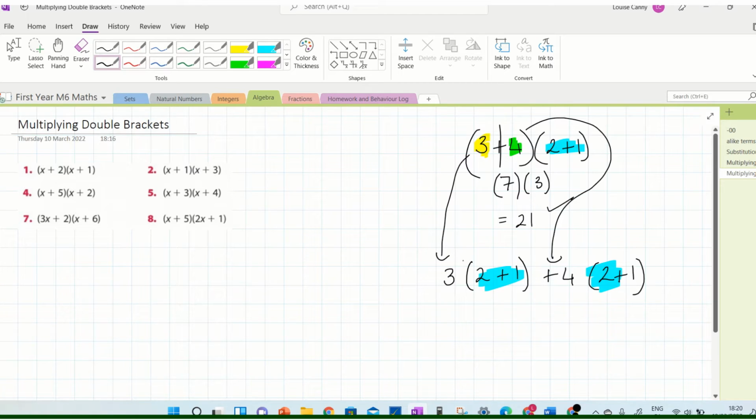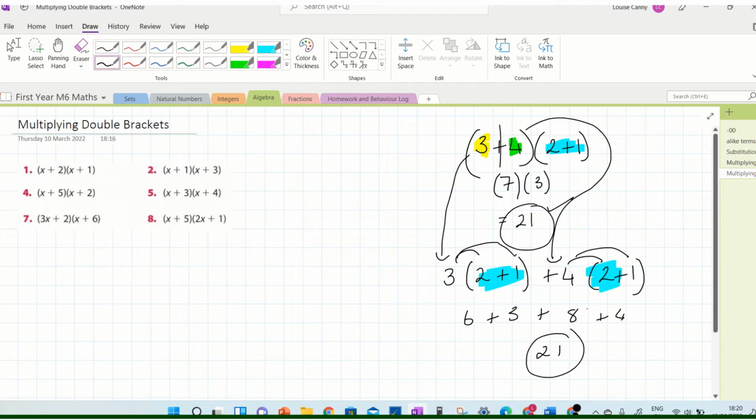So that's going to give us 3 times 2 is 6, and 3 times 1 is 3, plus 4 times 2 is 8, and 4 times 1 is 4. So we're just multiplying everything. And that's going to give us 6 plus 3 is 9, plus 8 is 17, plus 4 is 21. So we get our original answer.